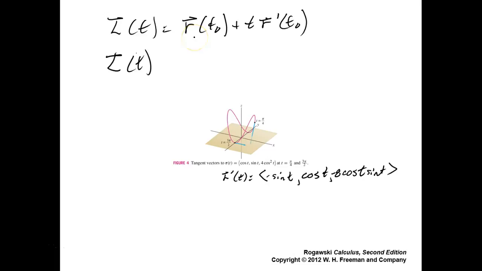So what is your R of t0 at pi fourths? What is R at pi fourths? We just did it earlier.